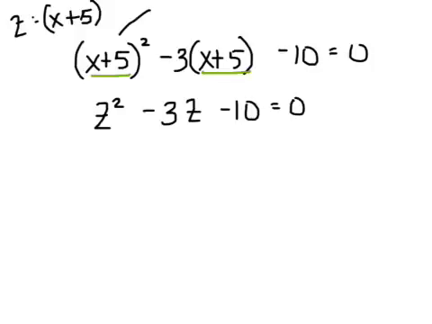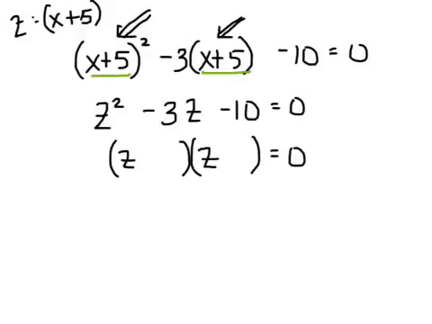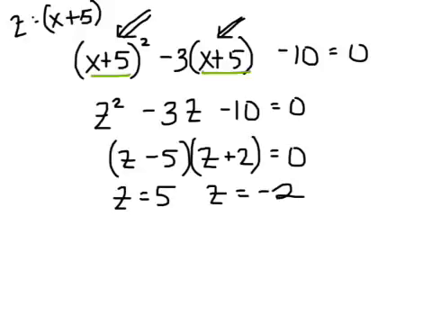I would have to FOIL this piece out here, multiply that piece there, combine like terms, then I could have a quadratic and I could do it that way. A lot of extra work though. So for this one, I'm just going to do the putting it into z or using substitution and try to find my answer. So then what times what gives me negative 10 but adds up to be negative 3 is negative 5 and plus 2. So I end up with z equals 5 and z equals negative 2.